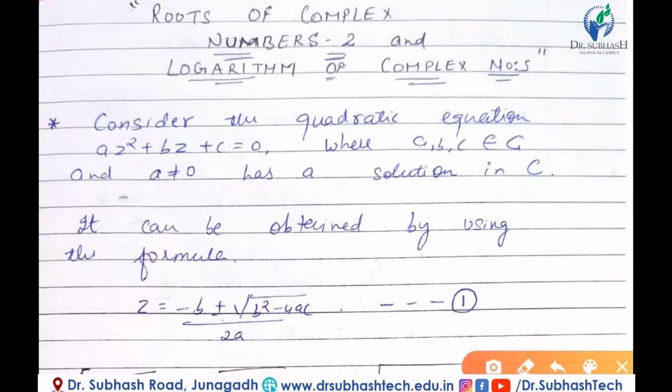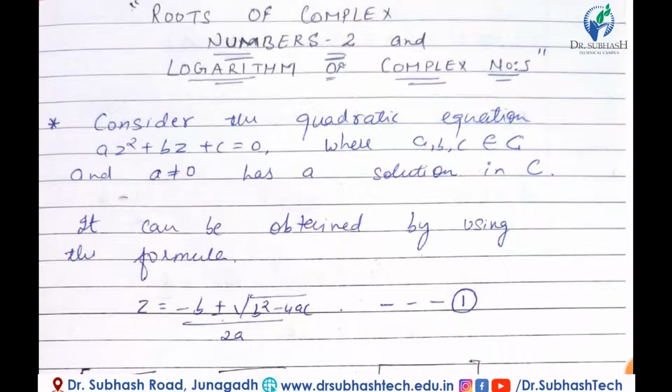Now consider the quadratic equation az square plus bz plus c, where a, b and c belong to the complex plane, where a is not equal to 0, has a solution in C. Now we will find the roots using the formula z equal to minus b plus or minus under root of b square minus 4ac upon 2a. We name it as equation 1.